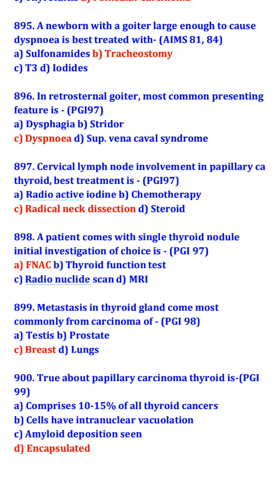A patient comes with single thyroid nodule. Initial investigation of choice is FNAC. Metastasis in thyroid gland comes most commonly from carcinoma of breast. True about papillary carcinoma thyroid is it is encapsulated.